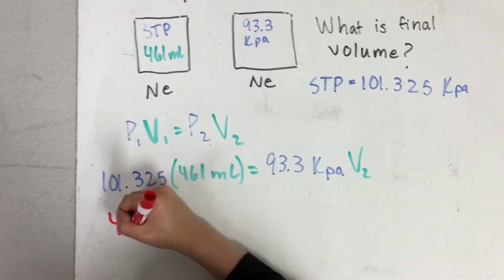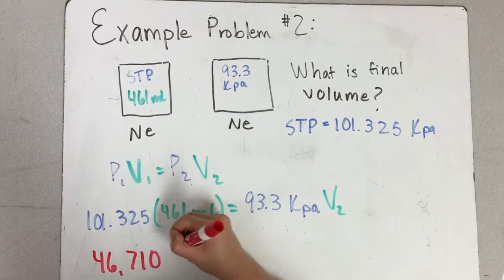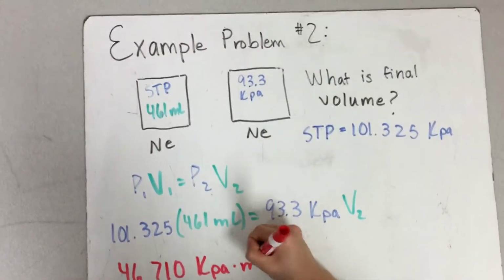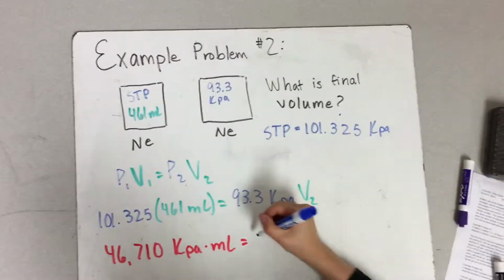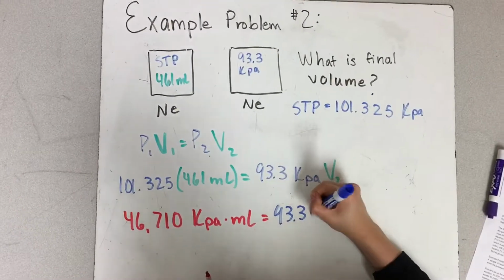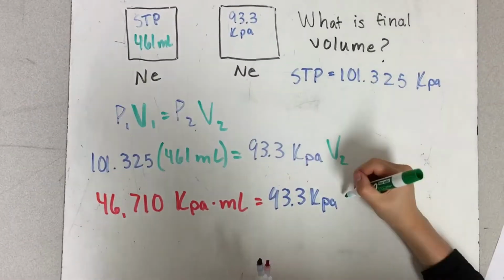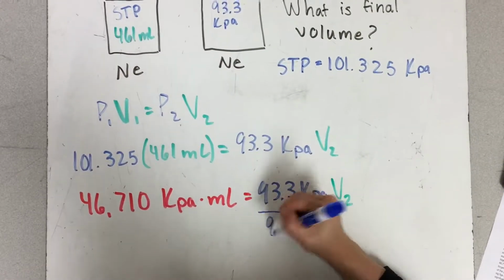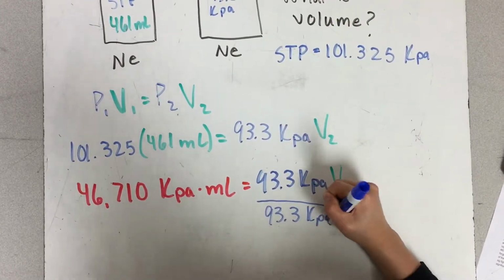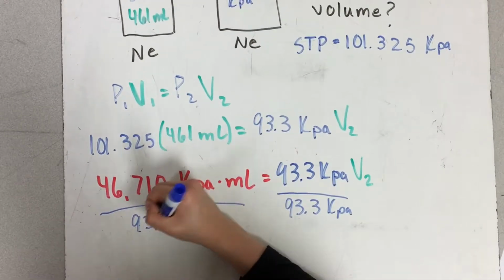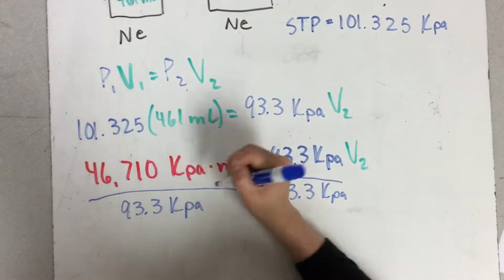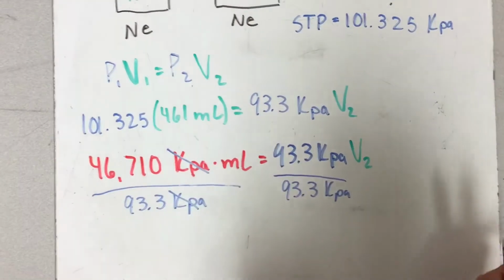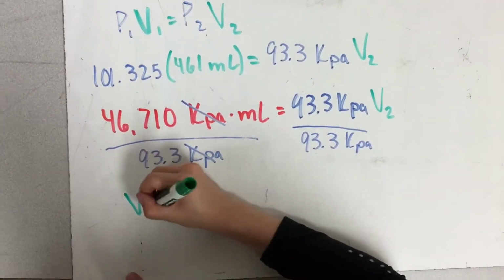Multiply P1 and V1 together, which equals 46,710 kilopascals times milliliters. Now divide both sides by P2 to isolate the V2 variable. 46,710 kilopascals times milliliters divided by 93.3 kilopascals equals 500.652 milliliters, which is our final volume.